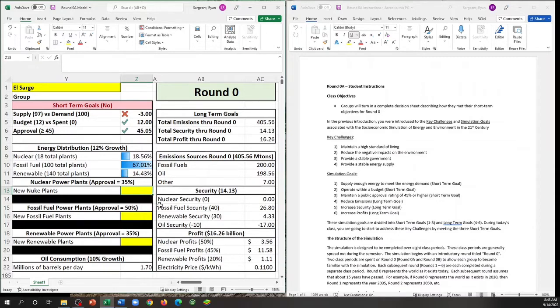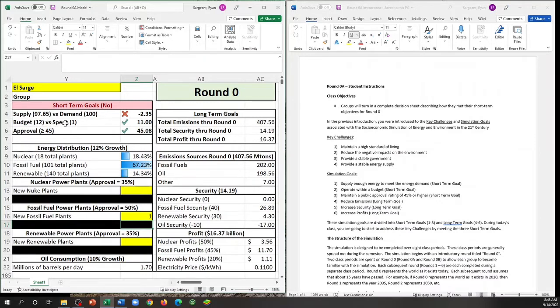But for the sake of this particular round, we just have to do something else. So let's come down here and take a look at fossil fuel plants. If I build a single fossil fuel plant, you'll notice three things. First of all, our supply went up. It did not go up by 1. A fossil fuel plant only produces an additional 0.65 units of energy.